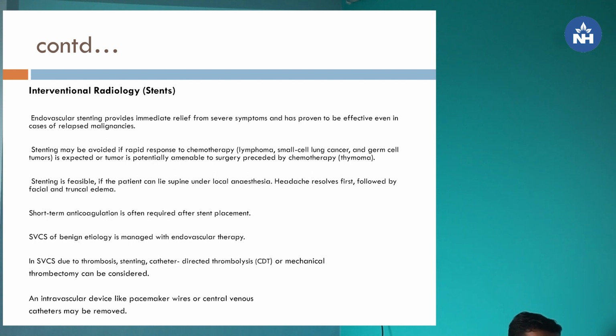Superior vena cava syndrome of benign etiology is managed with endovascular therapy. In superior vena cava syndrome due to thrombosis, stenting, catheter-directed thrombolysis or mechanical thrombectomy can be considered. An intravascular device like pacemaker wires or central venous catheters may be removed.